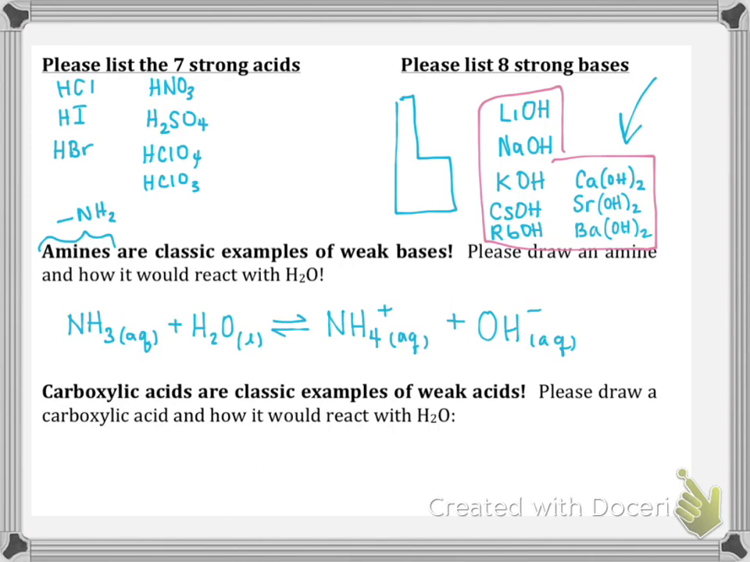Okay. And because this is a weak base, we're at equilibrium, so we have double arrows, and our reactants are dominant. We'll have a really small K, telling us that we only get a small fraction of products out of this reaction, but it does happen, and it will increase the pH of the solution.